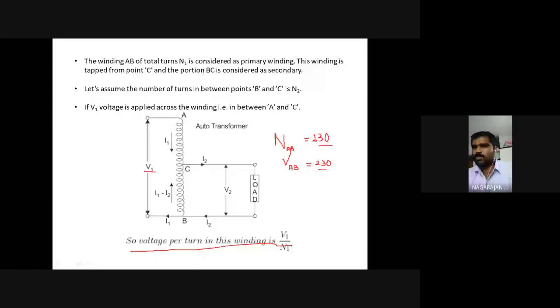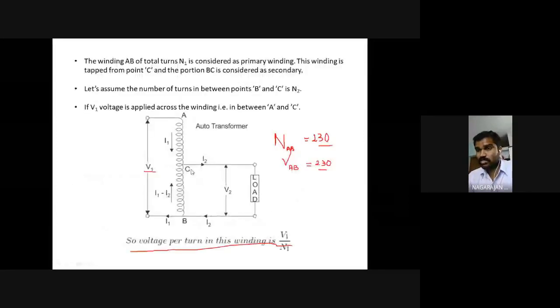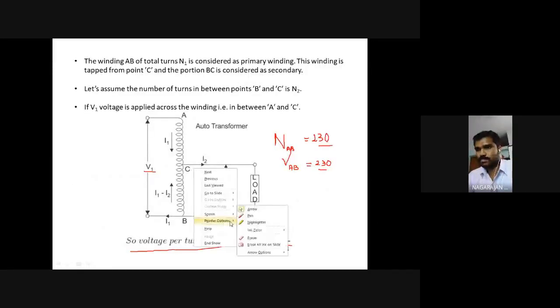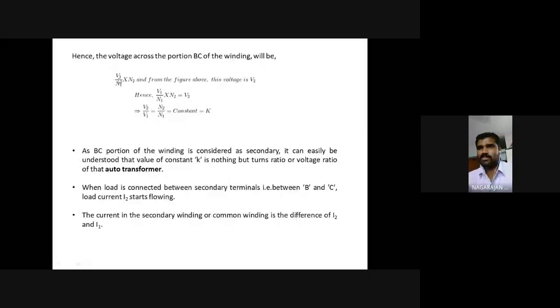Voltage per turn in this winding is V1 divided by N1. Similarly, the voltage across the second terminal, that is what we derived in the previous slide. The voltage across the second portion of the autotransformer, that is the voltage across the load terminal, from this to this, which is denoted as V2, will be V1, the supply voltage, into N2 divided by N1. So that is called V2.